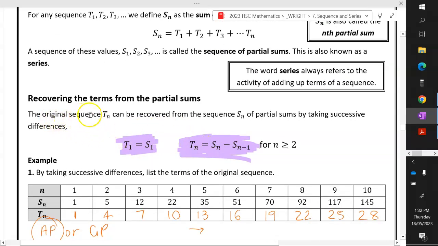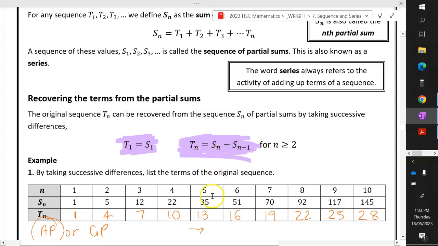These next two little points that I've got in purple are really important. It says the original sequence Tn can be recovered from the sequence S of n of partial sums by taking successive differences. So what we can say is if we had a sequence that was full of different terms, the first term, T1, would be the same as our sum to 1, because there's only one term in there, so we're only summing one thing up. If we wanted to find any particular term along the way, we would look at the sum to that many terms and take away the sum of the term before it, and we could get that term.